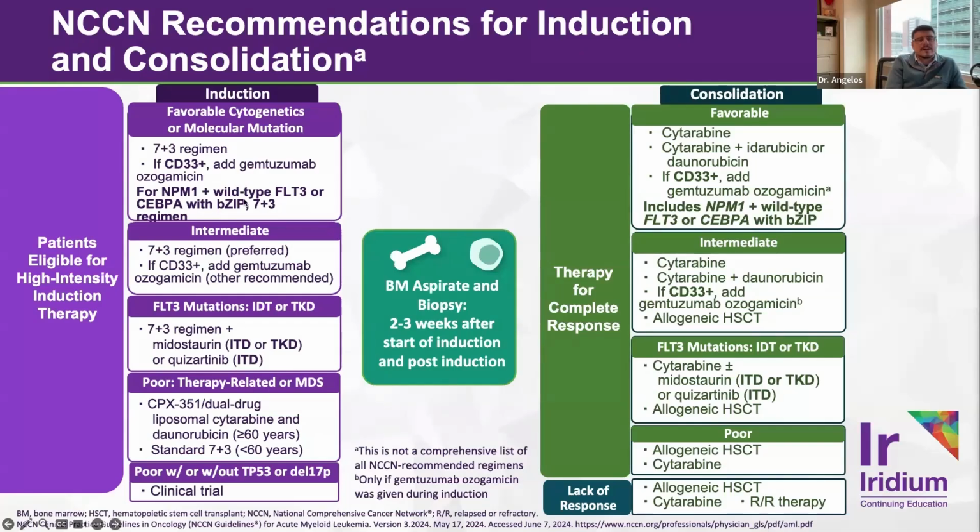As a reminder here, favorable genetics consist of core binding factor, either translocation 8;21 or inversion 16, as well as individuals that have an NPM1 mutation with wild type FLT3 status, as well as individuals that specifically have a CEBPA mutation that's an in-frame mutation, either insertion or deletion, specifically within the C-terminal bZIP domain.